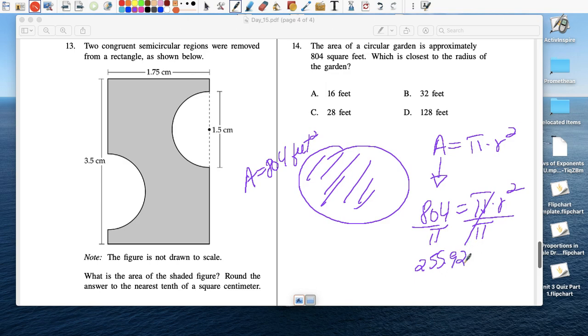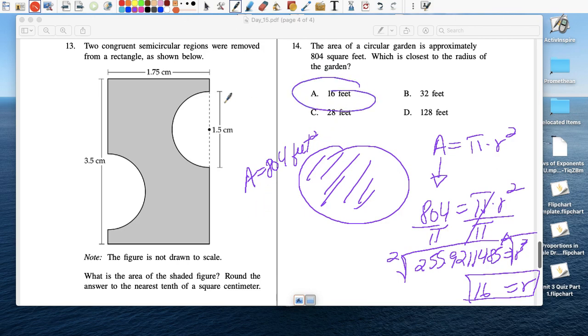Well, the calculator says all that, right? So I'm going to leave what the calculator says. Not going to round that. I'm going to take the square root of that side, the square root of this ugly number. So radius is, and let's find the square root of that, 15.9977, so it's 16. So final answer for 14 would be 16. Okay. All right. Not bad.